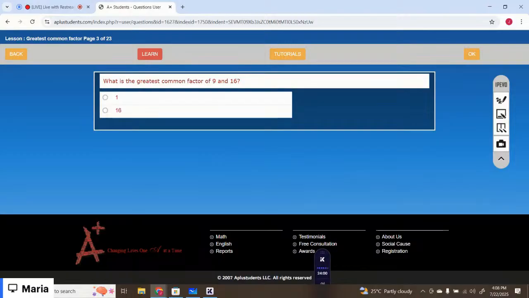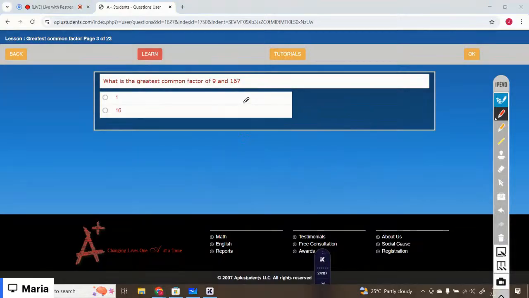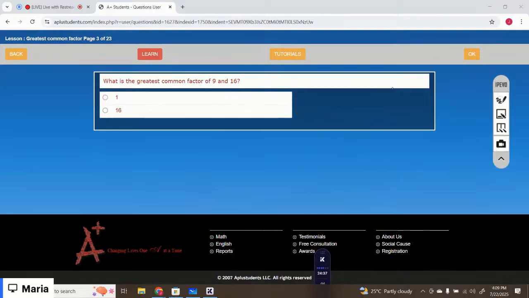What is the greatest common factor of 9 and 16? That is 3 times 3. And for the 16, they are 2 times 2 times 2 times 2. So we don't have any common number, right? So that means the GCF is 1. Option number 1 is the correct option.